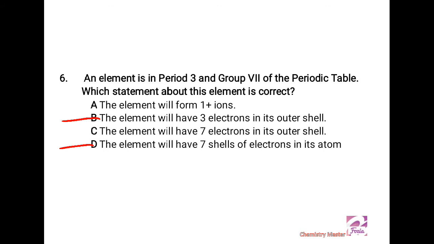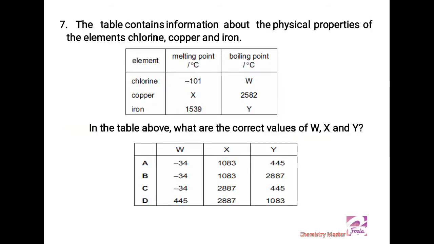The option D, the element will have 7 shells of electrons. No, because the period number is 3, there can't be 7 shells. There are only 3 shells. Again, we are left with the correct answer, that is, the element will have 7 electrons in its outermost shell.